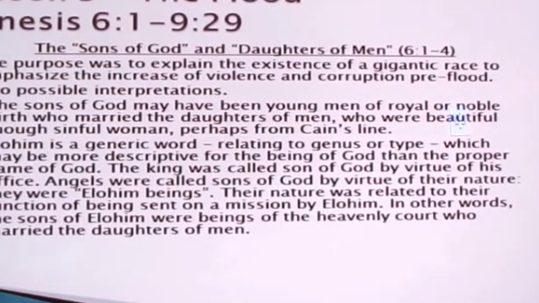In other words, the sons of Elohim were beings of the heavenly court who married the daughters of men. In other words, it was angels who actually came down. Which was a strange thing because they don't tell us that angels are physical beings, but we have nothing in the Word to prove that or disprove that. So we accept that they are spirit beings.